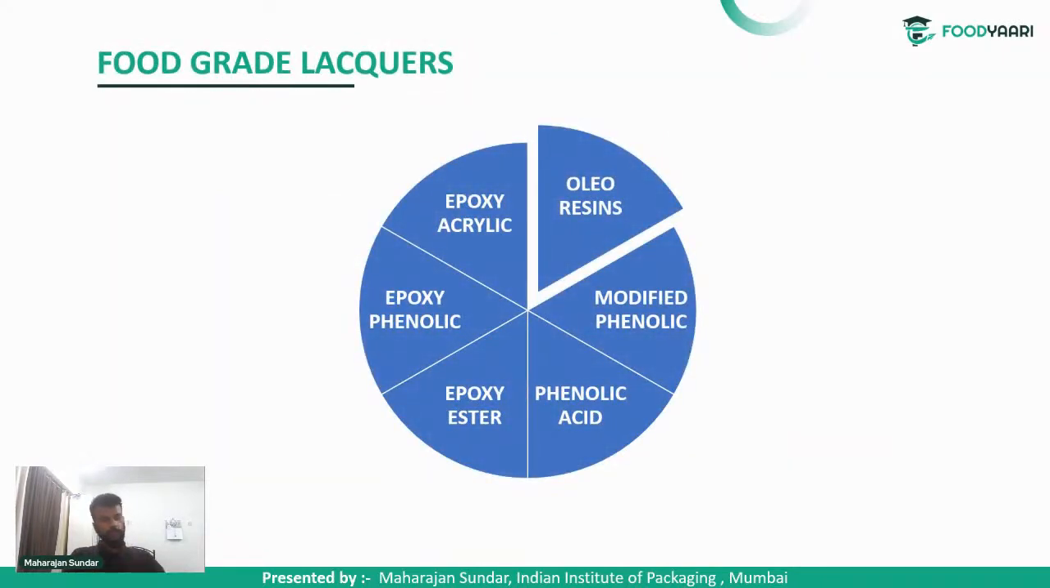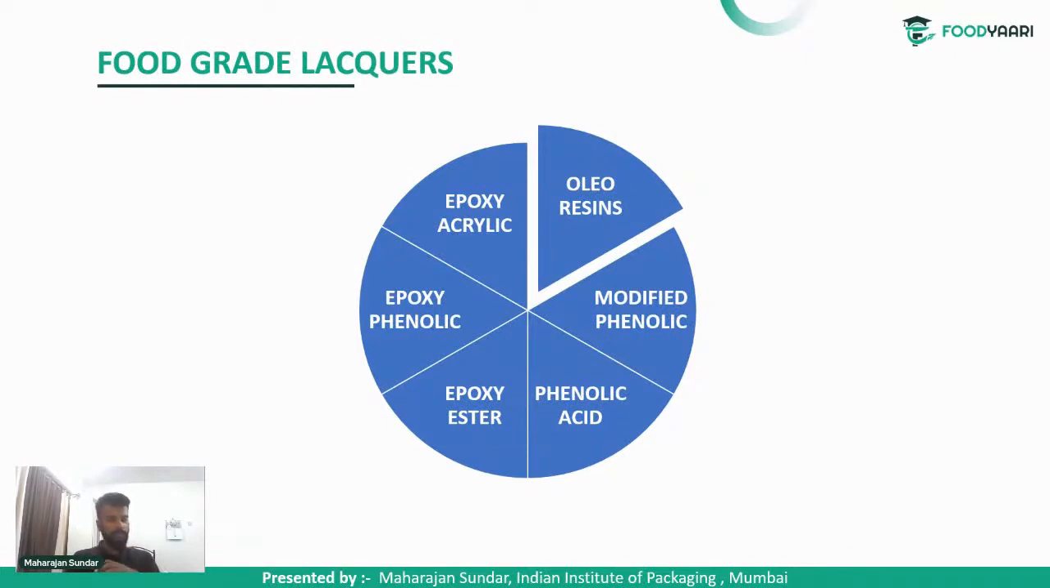The following are the food grade lacquers, all of which are majorly used for metal containers. Okay, when we see the inside of a metal container, it might be a gold color, looking like gold. So all the resins, modified phenolic and phenolic acetate, are basically gold color lacquers, which are non-toxic, and which are very good food grade lacquers.